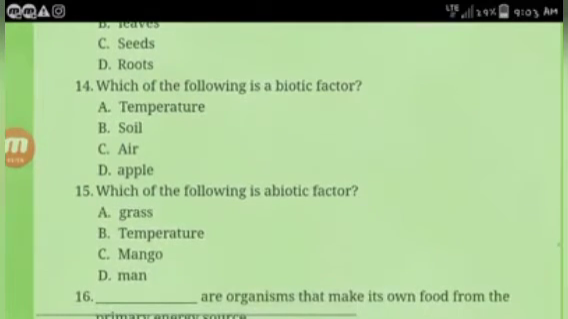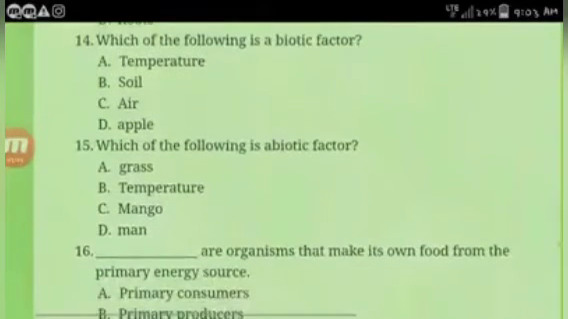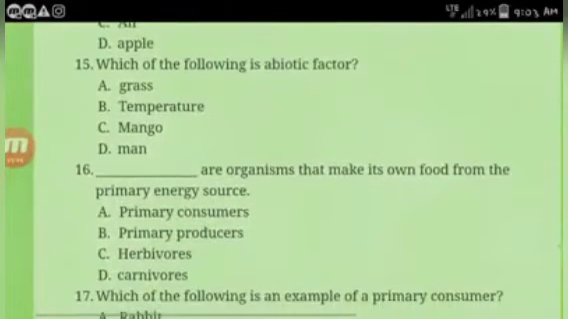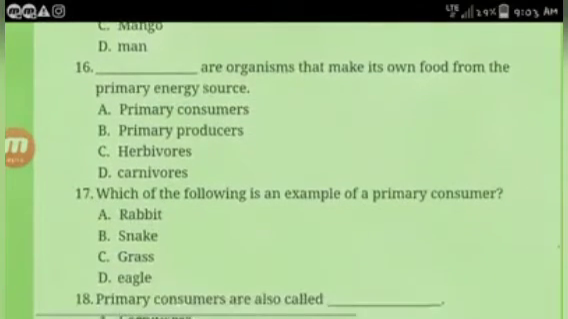Number 14, which of the following is a biotic factor? It's a biotic factor, it's living. So it's obvious, it's apple. Letter D. Next, number 15, which of the following is an abiotic factor? Grass, temperature, mango, or men. Abiotic means non-living, so it's temperature, letter B.